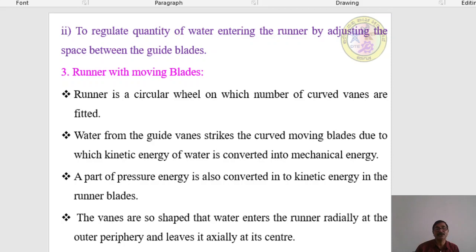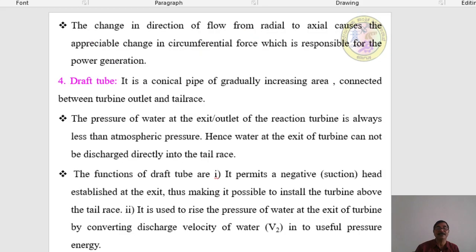So the vanes are so shaped that water enters the runner radially at its outer periphery and leaves the water at the center of the turbine. Due to this, there is a change in the direction of flow of water from radial to axial, which causes an appreciable change in circumferential force, which is responsible for power generation.